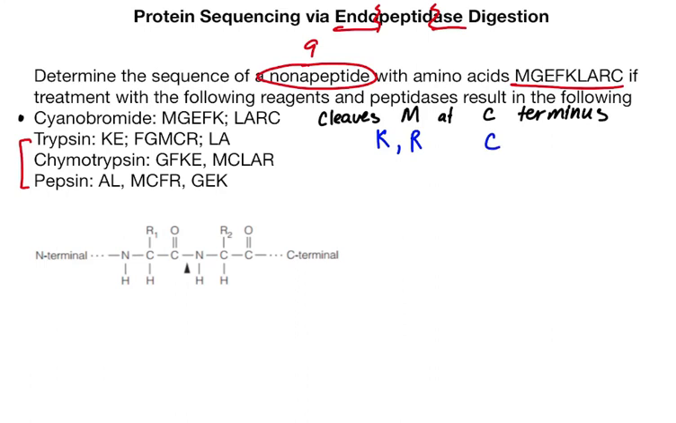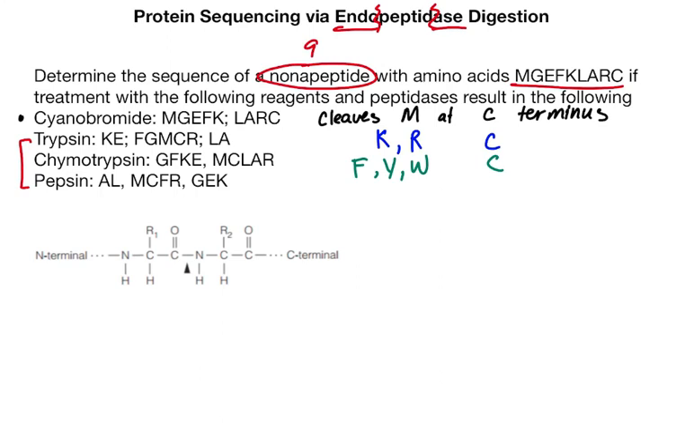So just be familiar with the different one-letter symbols for these amino acids. Lysine is K, arginine is R. Now we take a look at chymotrypsin. Chymotrypsin is also similar in that it cleaves also at the C terminus, but it just has a different amino acid specificity. In particular, we have phenylalanine, tyrosine, and tryptophan. So they're still all at the C terminus.